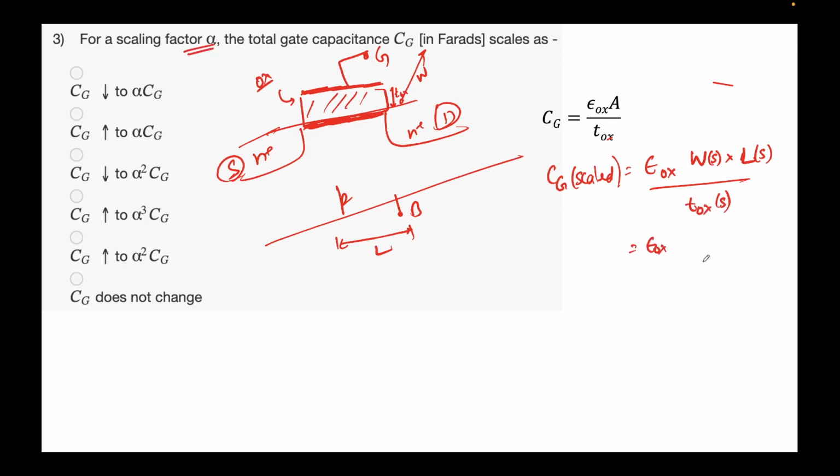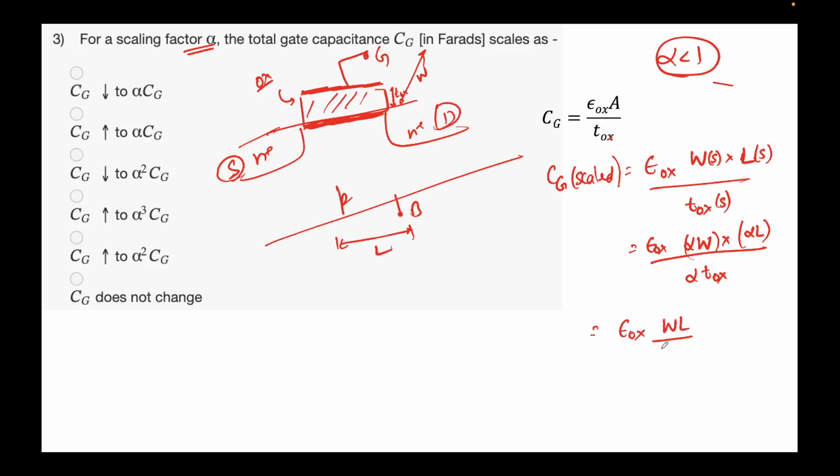We already saw in the last slide, or the slide before that, that the lengths get scaled by alpha. So W scaled is nothing but alpha times W. Length scaled, this length, is later becoming alpha times L. This oxide thickness is alpha times Tox. Just to reiterate, alpha in this case is less than 1 because we are making devices smaller and smaller. So if alpha is less than 1, a scaled device will have a smaller width, a smaller length, and a smaller oxide thickness.